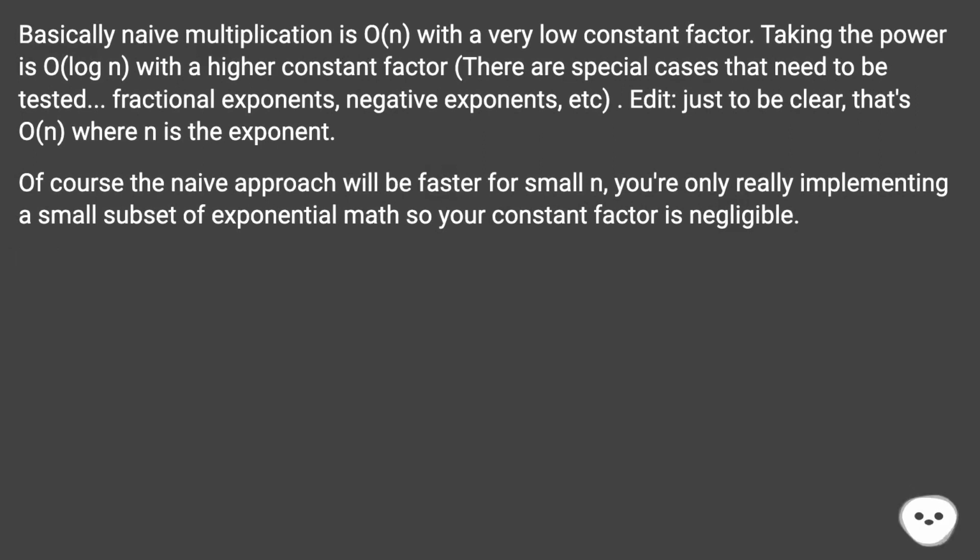Basically, naive multiplication is O(n) with a very low constant factor. Taking the power is O(log n) with a higher constant factor. There are special cases that need to be tested: fractional exponents, negative exponents, etc. Edit. Just to be clear, that's O(n), where n is the exponent. Of course, the naive approach will be faster for small n. You're only really implementing a small subset of exponential math, so your constant factor is negligible.